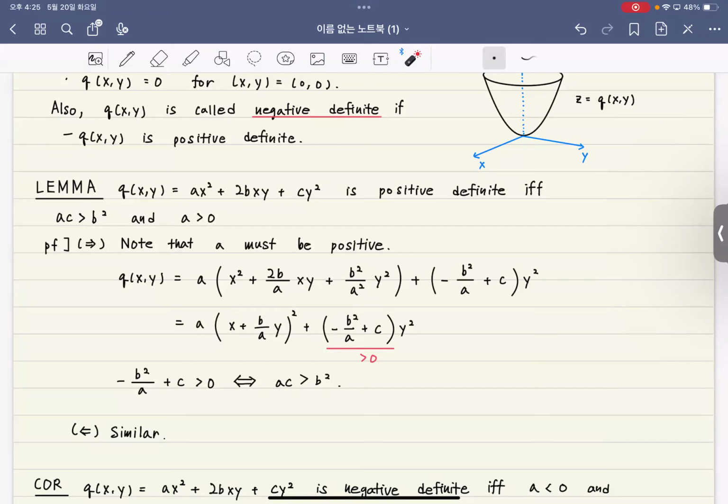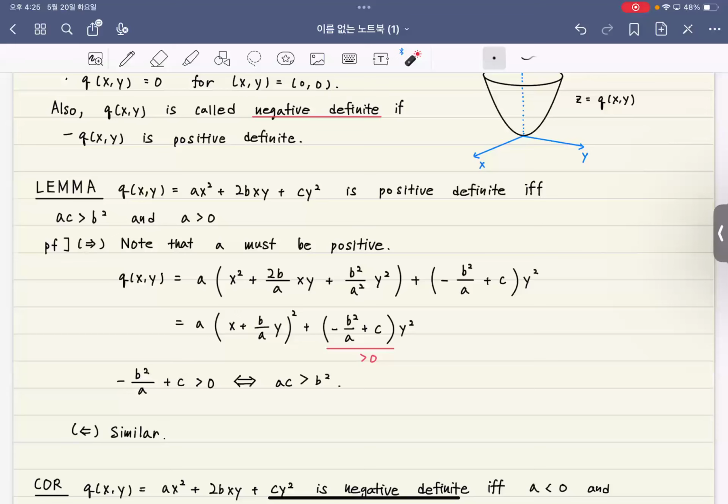So, in other words, this two-variable quadratic polynomial is positive definite if and only if the leading coefficient is positive and the discriminant is negative, right? Okay, so let me prove this.